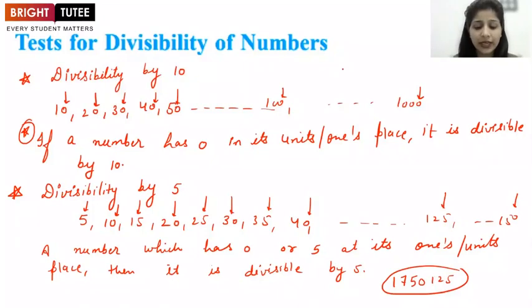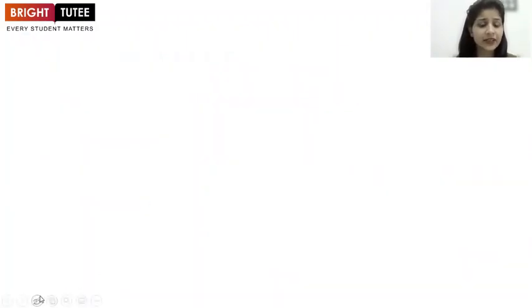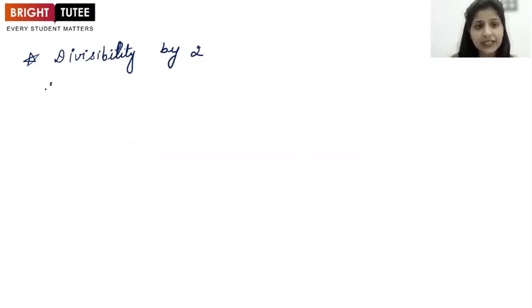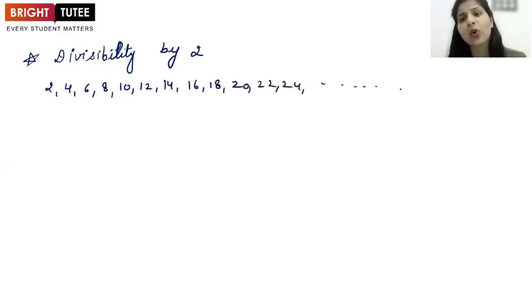Clear? Now we are going to discuss the next rule, and let's do it for 2. The next that we are going to do is divisibility by 2. What about the multiples of 2? The multiples of 2, students, suppose I write, are 2, 4, 6, 8, 10, 12, 14, 16, 18, 20, 22, 24, and so on.